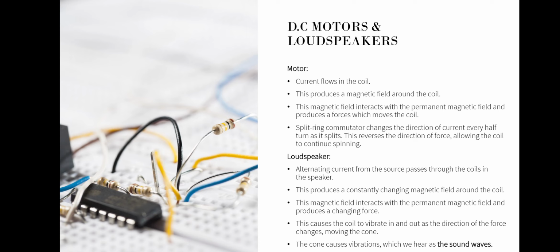So the main difference between loudspeaker and motors is that in motors there is DC current which is not changing direction, whereas in loudspeaker there is alternating current.